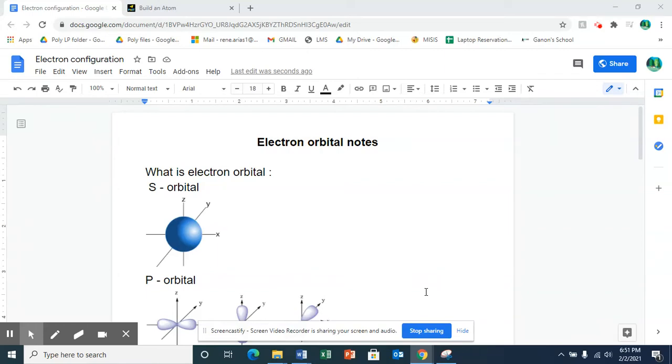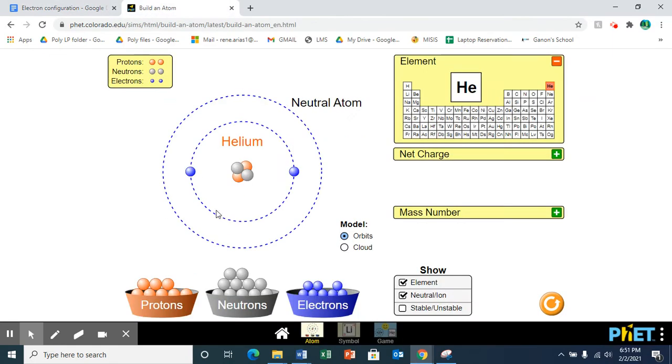Okay, today we're going to go over electron configurations. In order to understand how to create an electron configuration, which is what we'll do in a bit, we have to first understand what is an electron orbital. So let's go back to our building atom activity. When we're doing the building atom activity, the atoms we created look something like this, right?